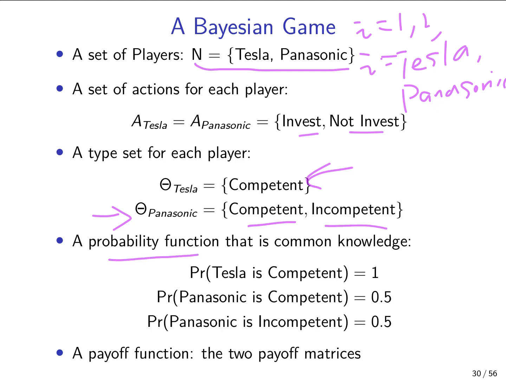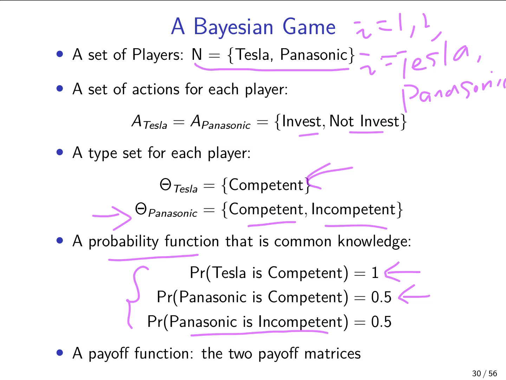Moreover, there's a probability function describing how likely each type is to be drawn. Okay? In this simple case, Tesla is going to be competent with probability 1. Panasonic is going to be competent with only probability 50%, and another 50% Panasonic is going to be incompetent. And in this case, the probability distribution is pretty simple because there's only one player who has more than one type.